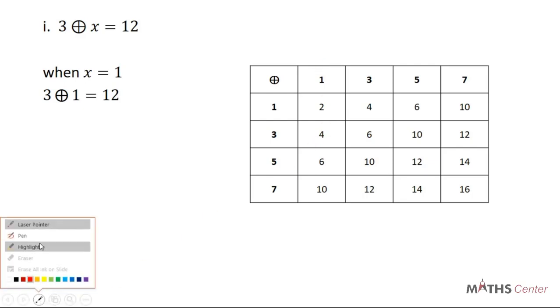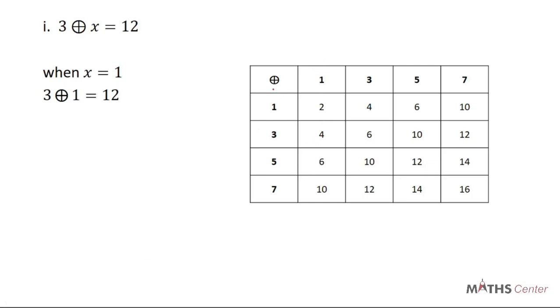So you can see from here that 3 plus 1 is 4. But we know that 4 is not equal to 12. So it means that x is 1 is not the correct answer for x. So we move on to the next element in the set.